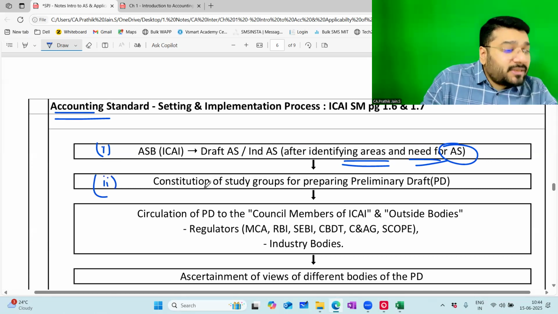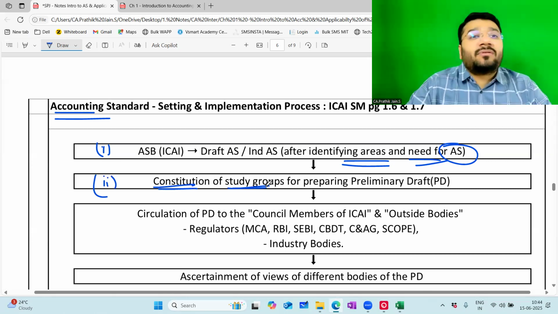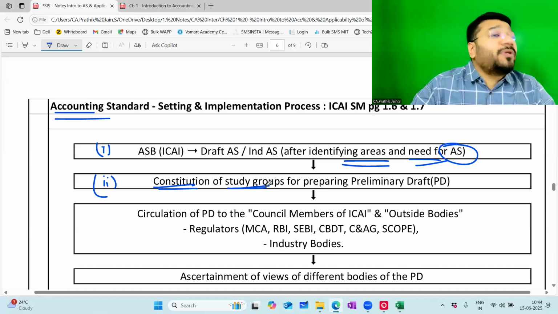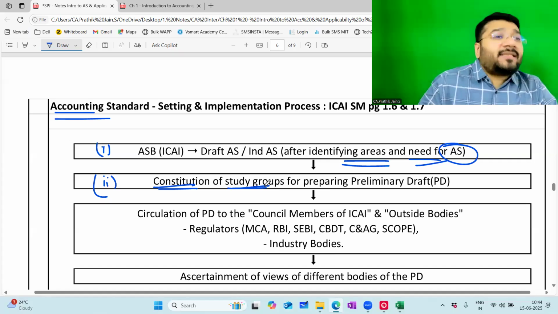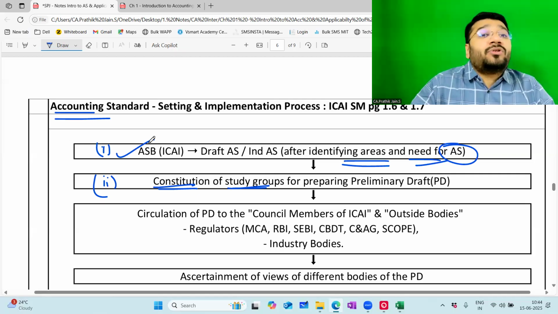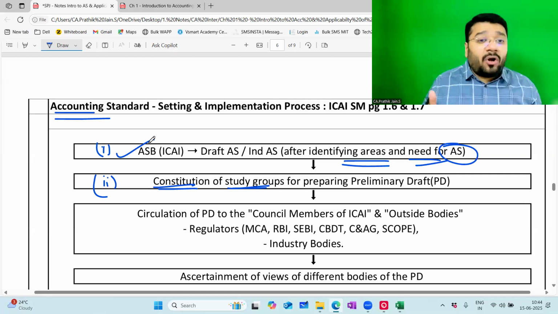Second, what they do is they constitute various study groups. The objective of the study group is what? First, to understand the problem. So they'll understand the problem. Based on that, they'll come out with a solution. So they'll come out with the standard called the accounting standard.